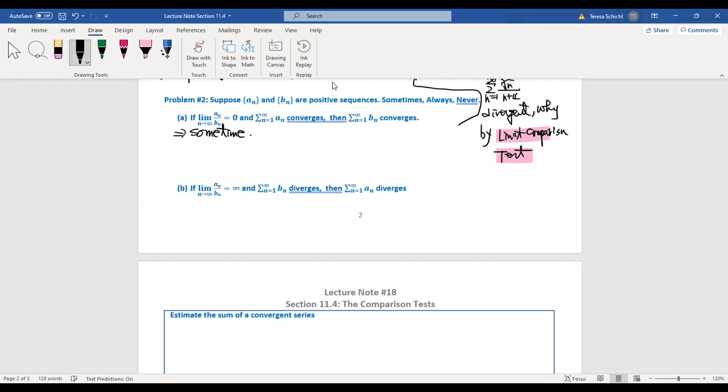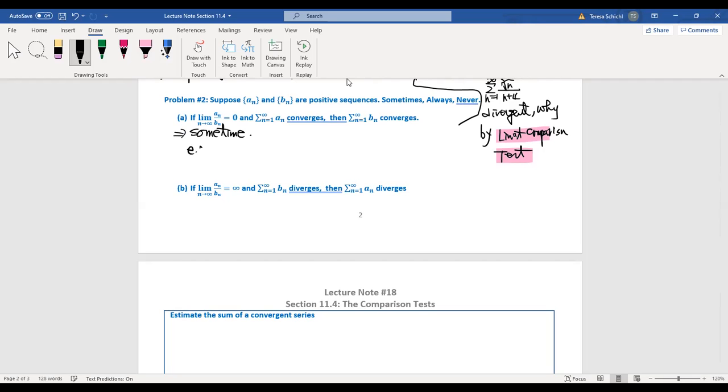So if b_n converges, then a_n definitely converges because this goes to 0, b_n goes faster, and the rate of change is faster. So if b_n converges, then a_n converges. But the reverse, if a_n converges, is b_n convergent? Sometimes. So why do you say sometimes? I can give you an example.